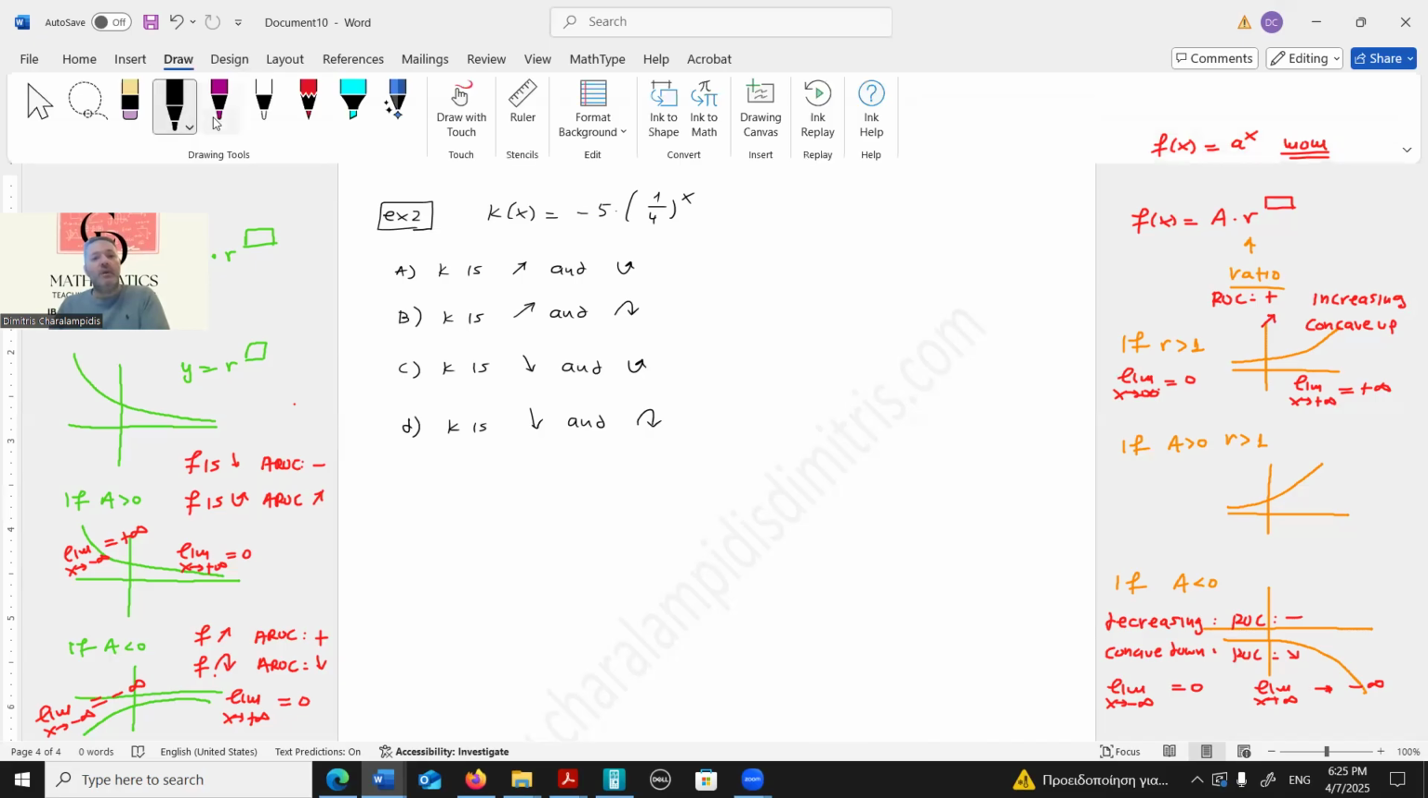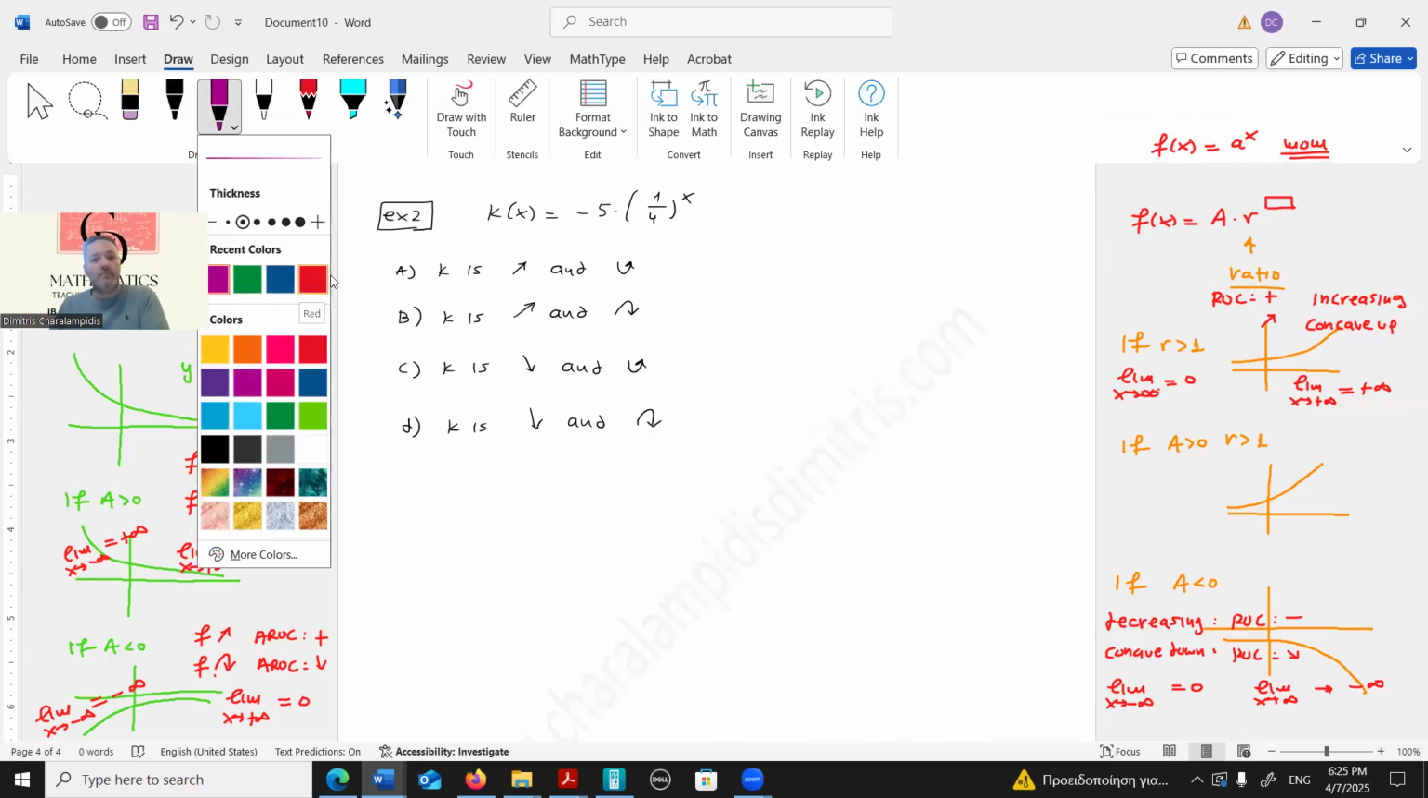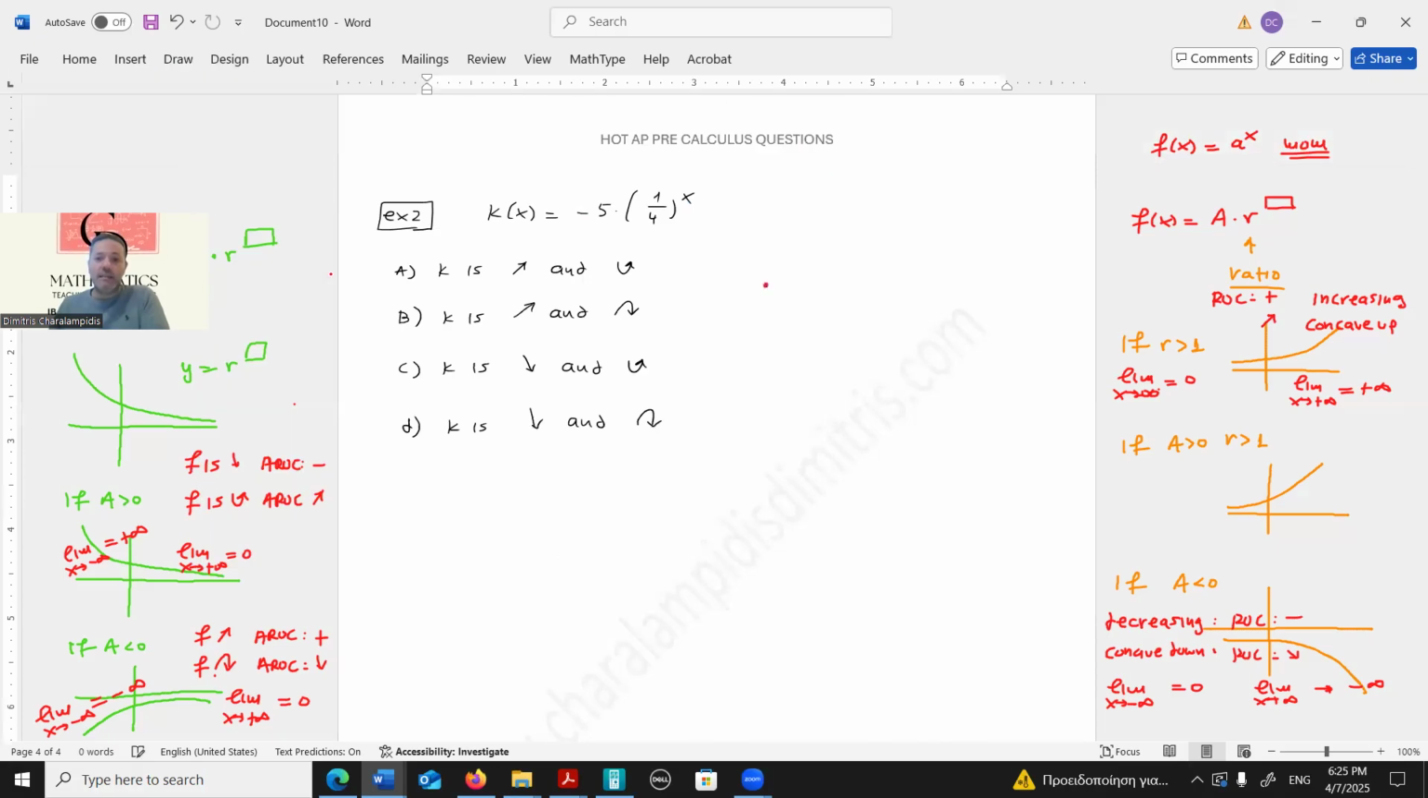Let's see. We will follow our exact previous approach, which is let's try to draw a graph that could be that. We will begin with 1/4 to the power of x. In here, the ratio is 1/4. The ratio is between 0 and 1. So originally, the 1/4 to the power of x could be looking like that. This is the graph of 1 over 4 to the power of x.